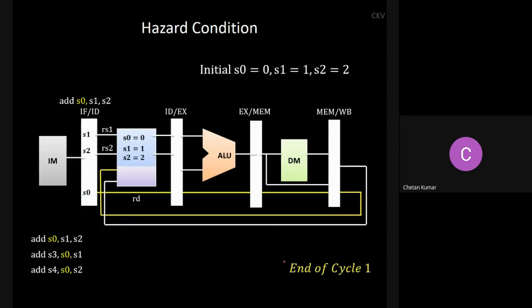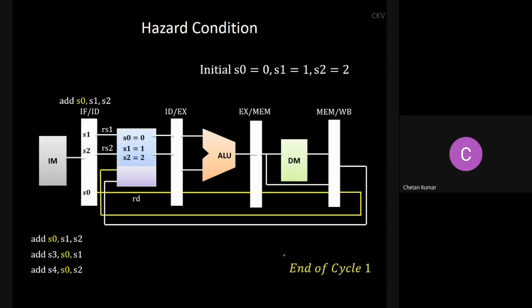So at the end of clock cycle 2, the S1 register will be read, the S2 register will be read, and what will be available here? You would be reading S1 and S2. So what is the S1 value? 1. What will be the S2 value? 2. So those values will be available at the end of clock cycle 2.